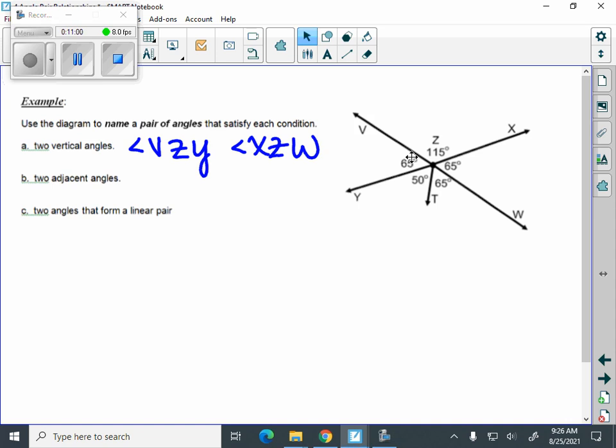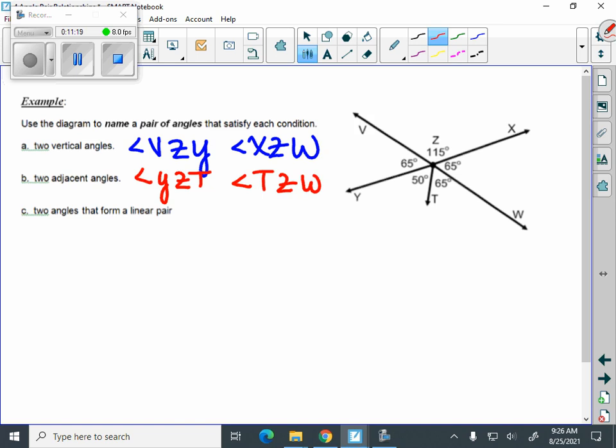If we say angle YZT as well as angle TZW, remember that the vertex needs to be that middle point. YZT, the vertex of that, and then TZW. Z is the vertex of both of those.